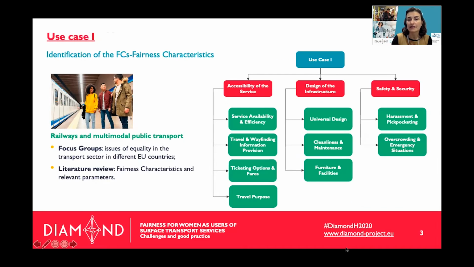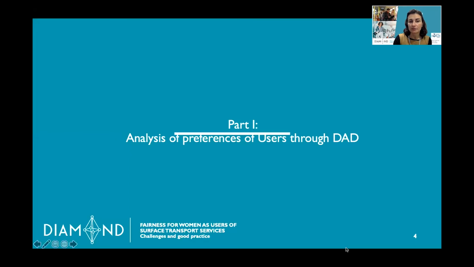The presentation of this particular work is about the use of railway and public multimodal transport on the surface. In the project, we started by analyzing what the literature says about the important fairness characteristics as perceived from the point of view of the user. They were broken down into three macro categories related to accessibility of the service, design of the infrastructure, safety and security.